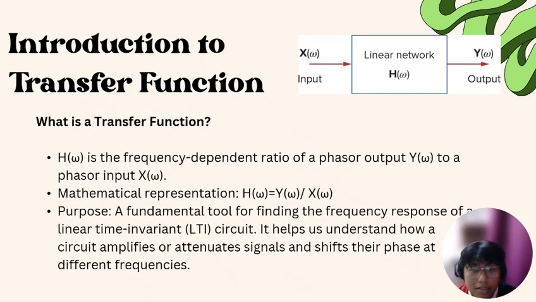Okay, transfer function H(ω) is the frequency dependent ratio of a phasor output Y(ω) to a phasor input X(ω). Mathematical representation: H(ω) equals Y(ω) over X(ω). The purpose of the transfer function is as a fundamental tool for finding the frequency response of a linear time invariant (LTI) circuit. It helps us understand how a circuit amplifies or attenuates signals and shifts their phase at different frequencies.